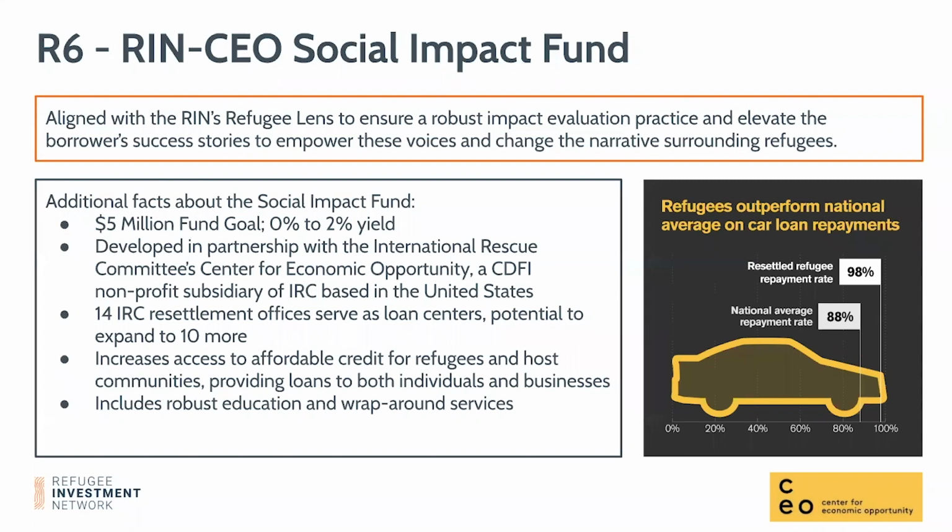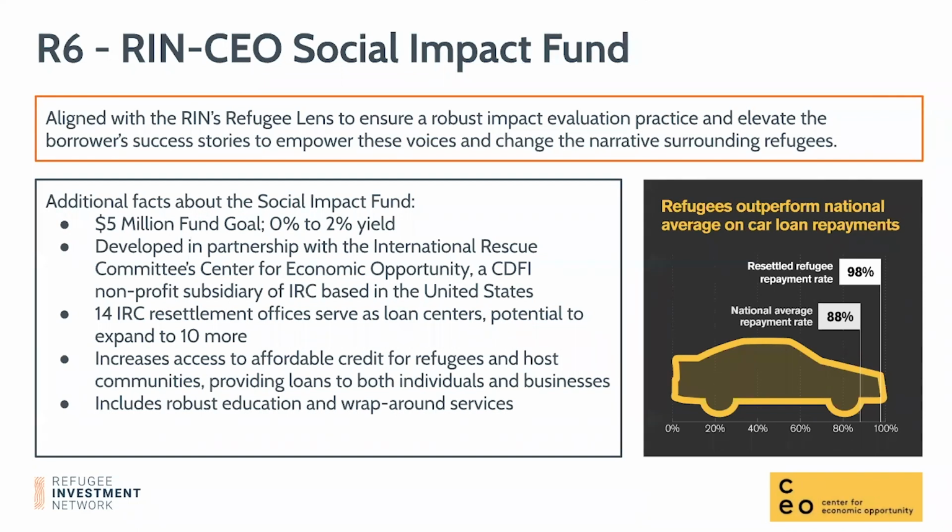And here you can see some of the statistics. This fund here is a $5 million fundraise, looking for a 0 to 2% yield. The CEO, the Center for Economic Opportunity, is a CDFI and a subsidiary of IRC. One of the things that really excited us about this engagement is the opportunity to scale. Here we mention the 14 offices, and I think it's the intent of the project to scale out over all of these, and we feel this $5 million will take it along the way to doing that.